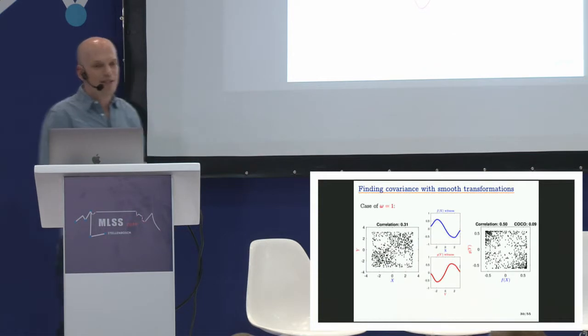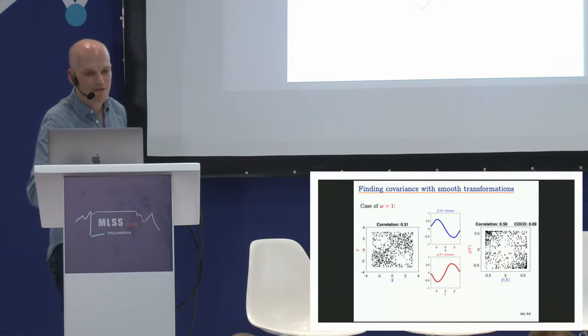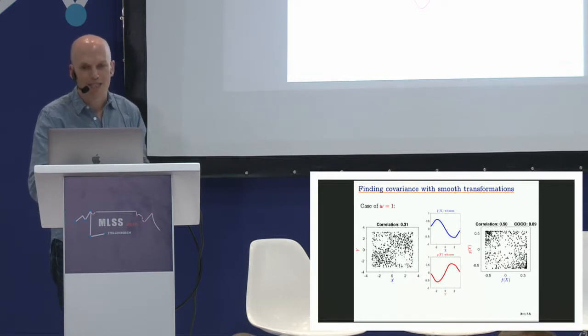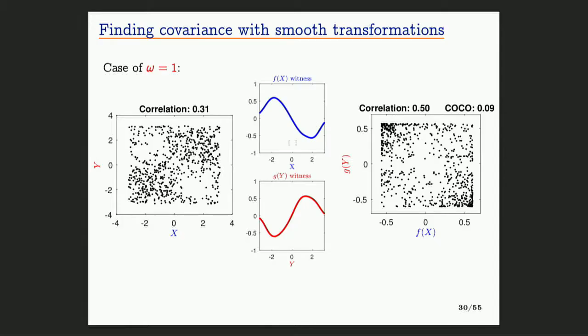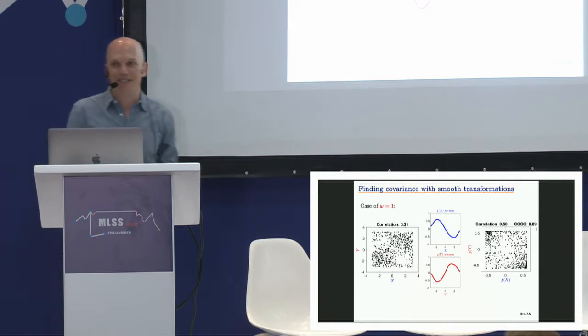Okay? So here is the simplest case. Omega equals 1. Remember, on my diagonals I've got very few points, and off my diagonals I've got lots of points. Here are my smooth functions that I get when I compute constraint covariance, and here are the transformed points. In this case, my smooth functions are pushing my points into the corners, which will give me a high linear correlation. And my constraint covariance is 0.09. So these are dependent points, and I've transformed them to make them even more dependent.